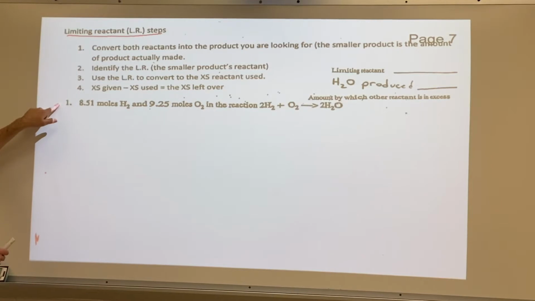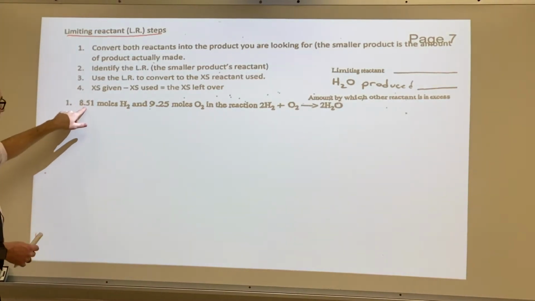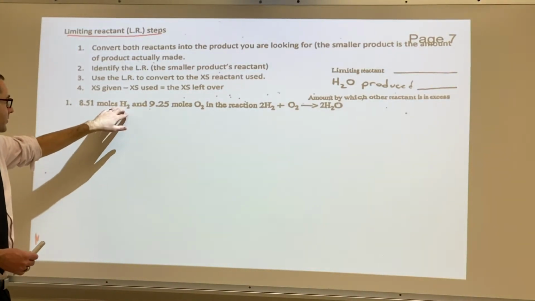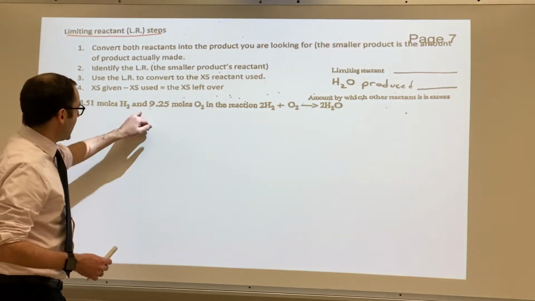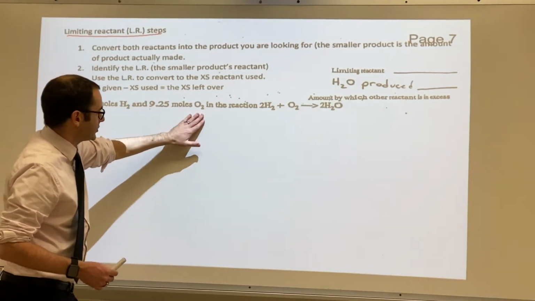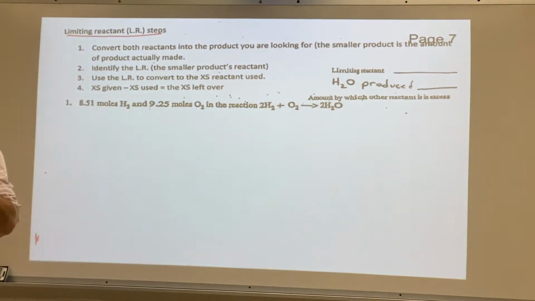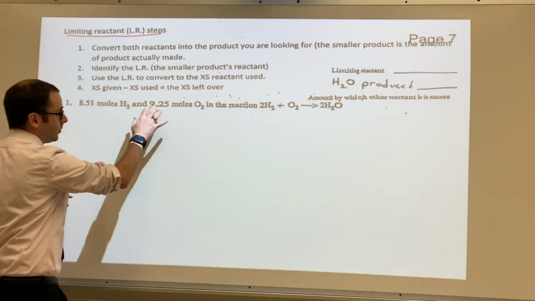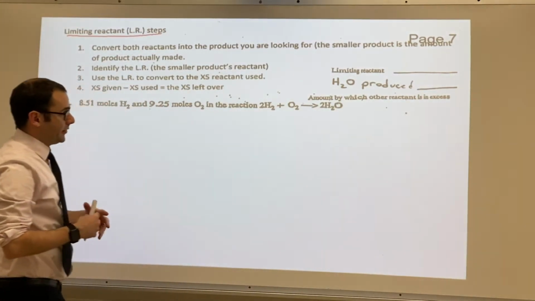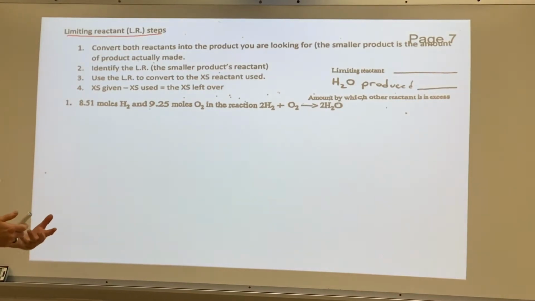This is the actual problem here, this one line, 8.51 moles of H2 and 9.25 moles of oxygen. And then there's this reaction here, all right? So notice they're telling you how much of both of the reactants you actually have, all right? Now, we're gonna make water, and the real question with this is how much water can you make, all right?